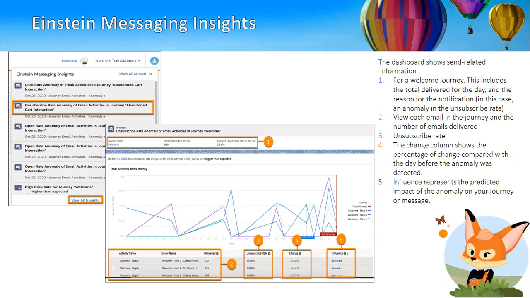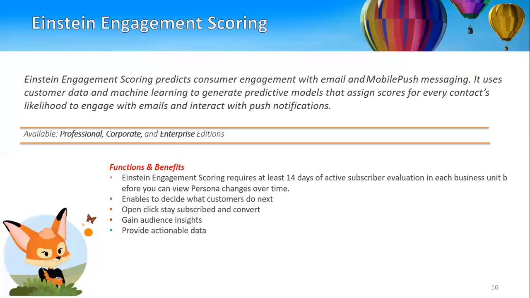And influence is the impact of this particular change from yesterday's anomaly, like the increase in unsubscribe rate, and whether it is a good impact or a bad impact. If it has 5 blue dots, then it has a high impact. With 1 or 2 blue dots, it has a very low impact. So that is on messaging insights.